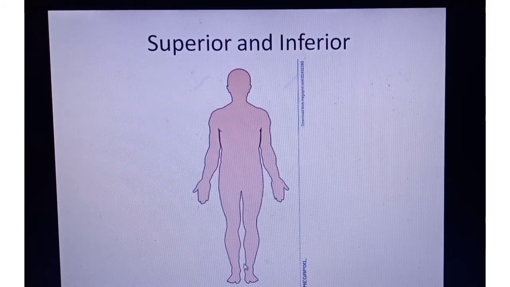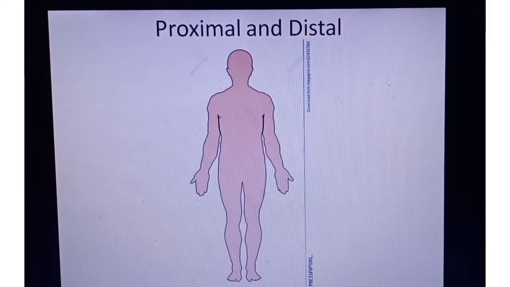Okay, then next we go for proximal and distal. For that also I took this diagram itself. See, you just have to focus on the hand part. Okay, this is your arm. This is from here, from the elbow, this is your forearm, and then comes your hand, right?